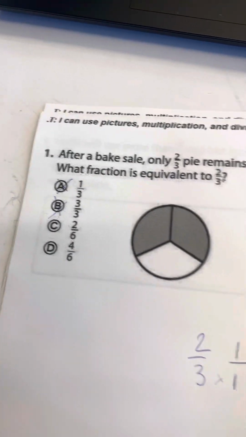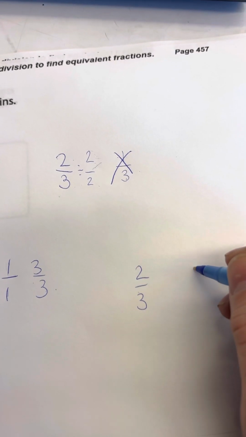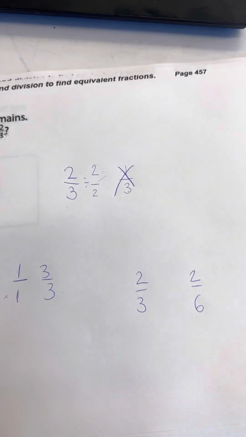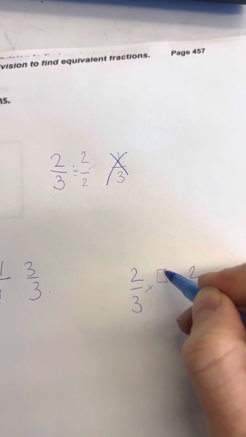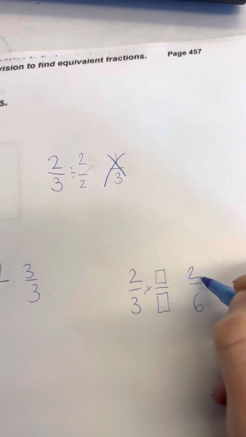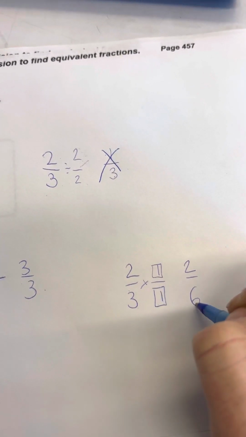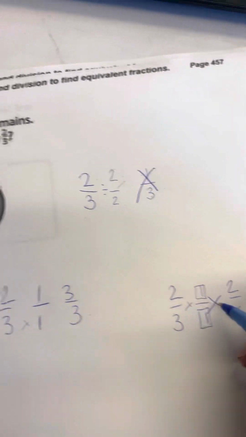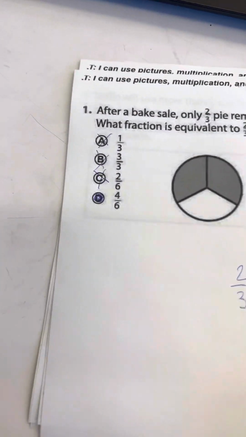Let's check 2/6. 2/3, is that equal to 2/6, or is it equivalent? Well, what could I multiply by to go from 2 to 2? 2 times 1 is 2. Can I multiply 3 times 1 to get 6? No, not equivalent. So it must be D, 4/6, but let's prove it.